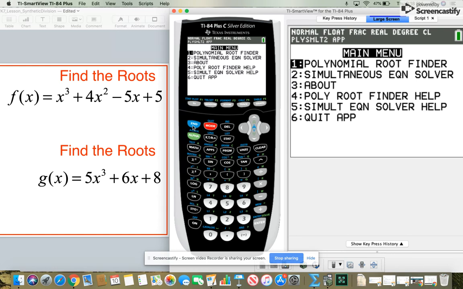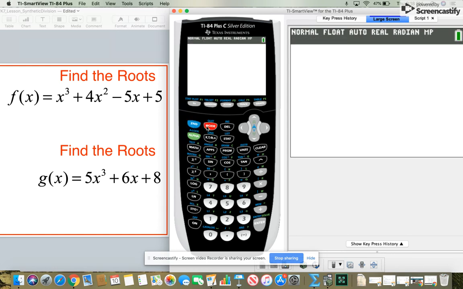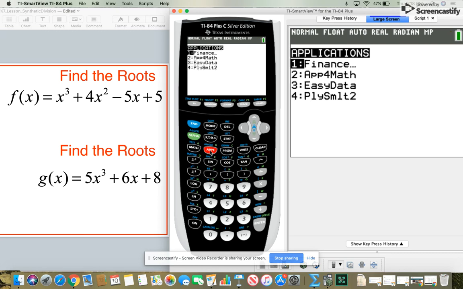I can hit second quit to get out of this. Now I can figure out what the roots are for g of x. So I'll go back into apps, so we can do another example here, down to 4.